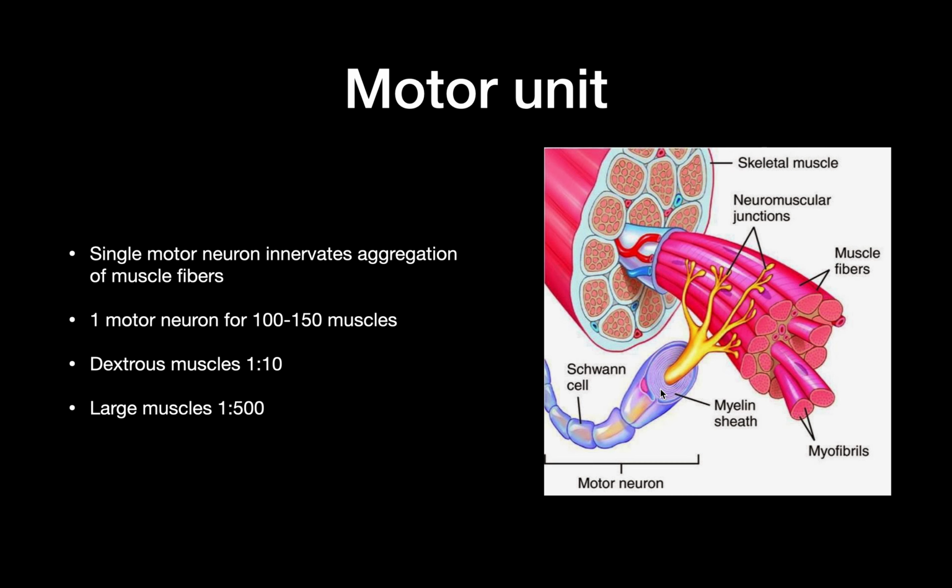So a motor unit is a single motor neuron, and it innervates an aggregation or a big group of muscle fibers. So most muscles have one motor neuron per 100 to 150 muscle fibers, but the dexterous muscles, like the ones in your fingers, will have an innervation ratio of 1 to 10, one neuron per 10 muscle fibers, and in large muscles it can be even like 1 to 500. As you can see here, here's the motor neuron. See, it's innervating a bunch.